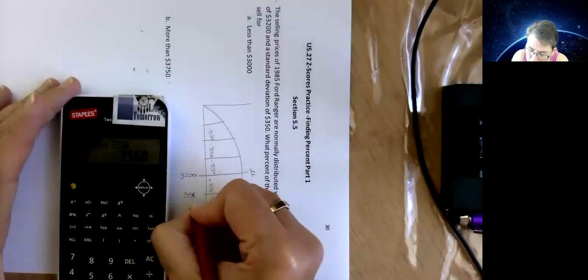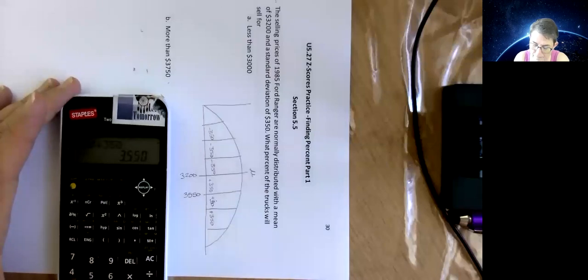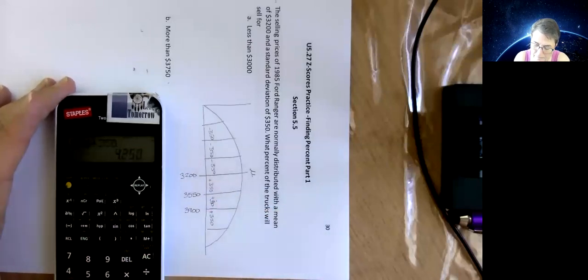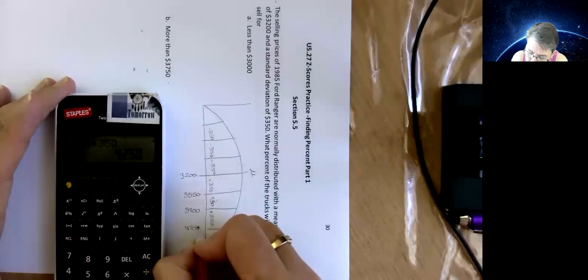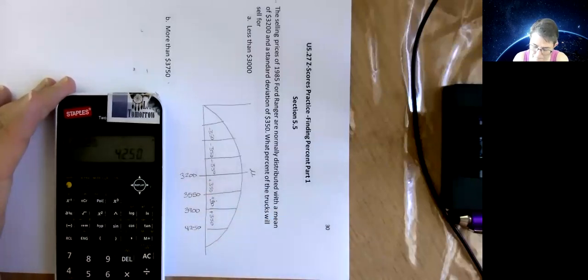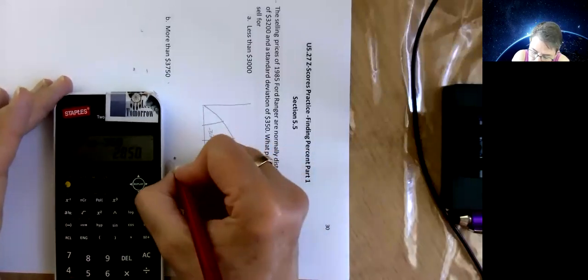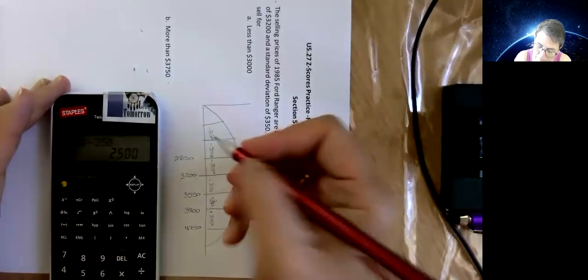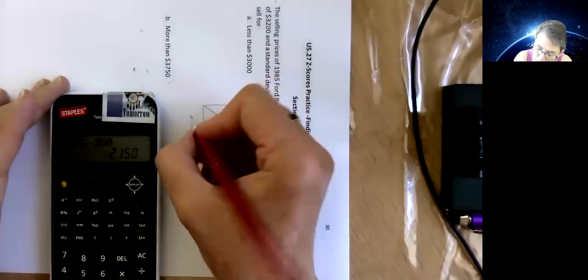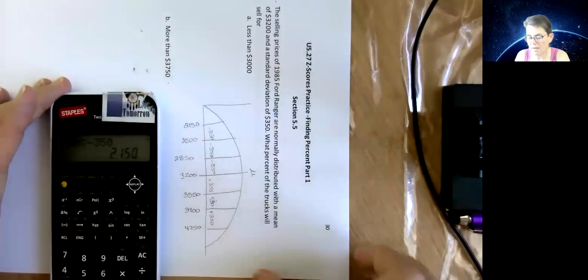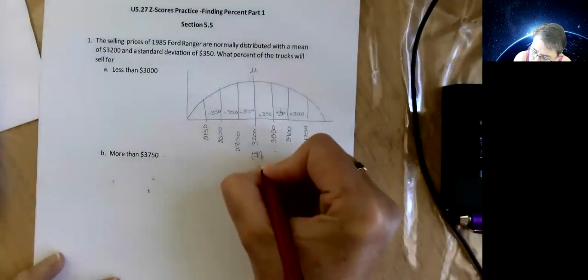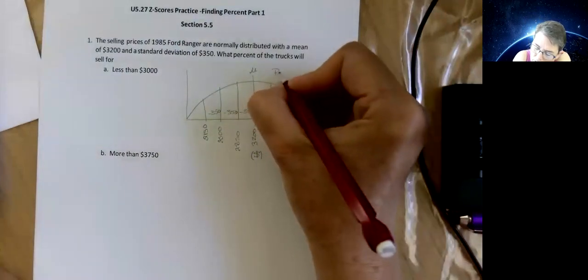$3,550, 3,900. And I'll go up and do subtract: 2,850, 2,500. Okay. This is dollars, price of truck.